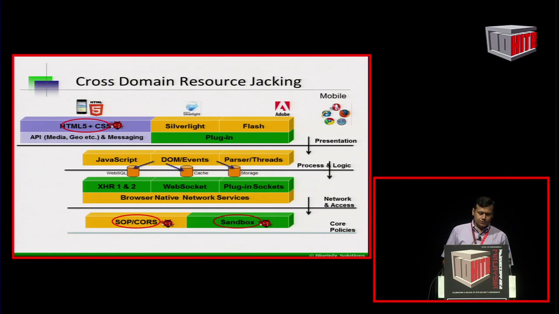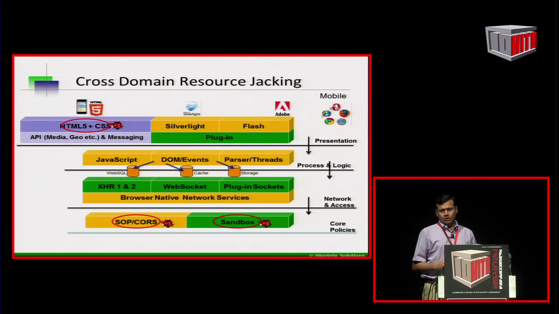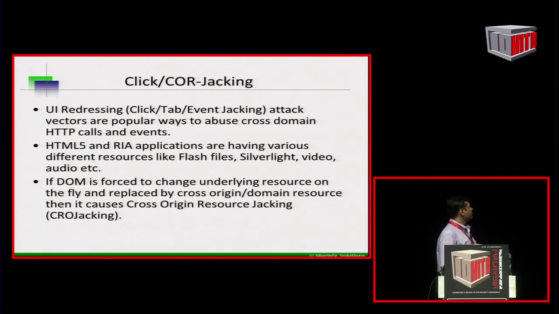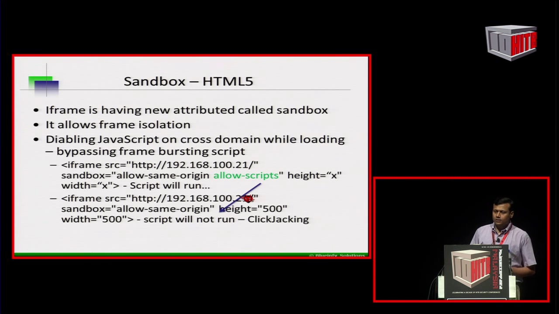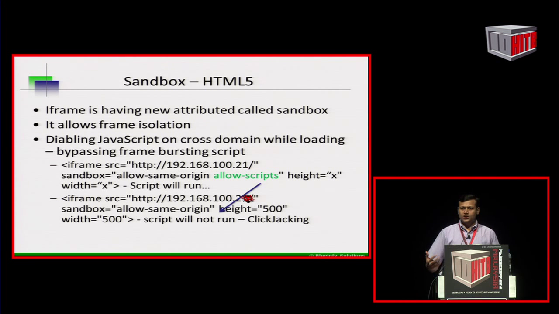Another vector is, interestingly, being a single page, a single DOM, you can use something like CORE jacking, for example, cross-domain resource jacking. We have the UI redressing attacks, the standard ones, click, tab, events, etc. Now HTML5 and RIA applications are using Flash and Silverlight and video files and so on, and all these are pretty much in an object tag or embed tag. So if you find a single DOM application, you get an entry point into the document object model, and you can start changing the underlying resource to something else.